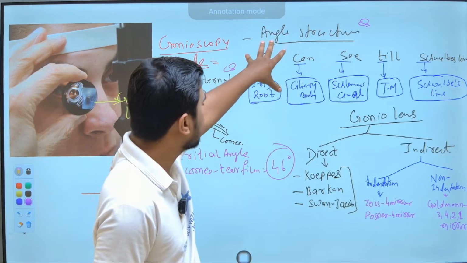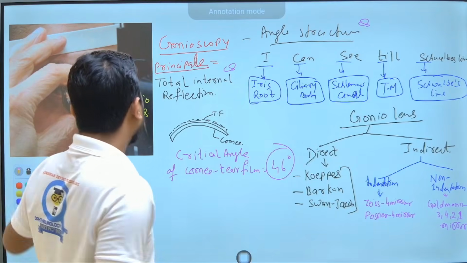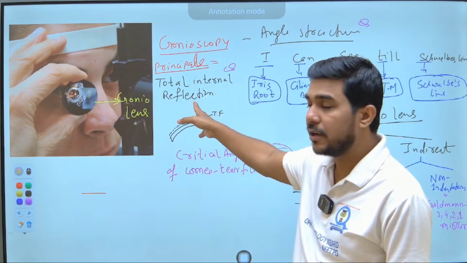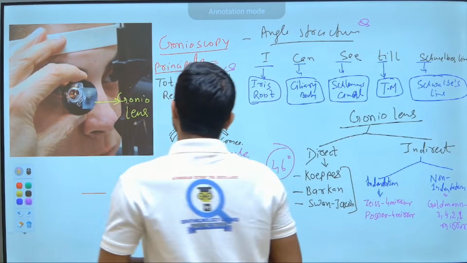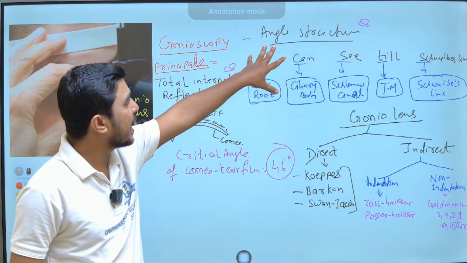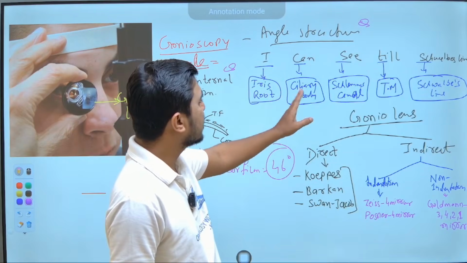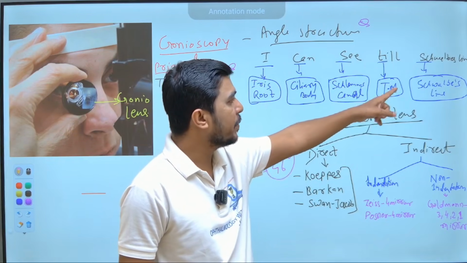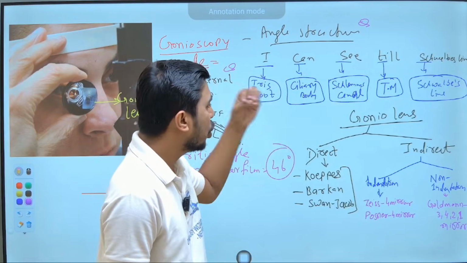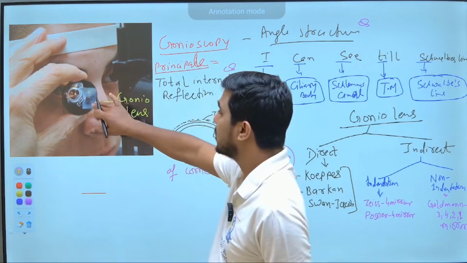This is the angle structure. Basically this procedure is called gonioscopy. The principle is total internal reflection, based on the critical angle which is about 46 degree. What we are seeing in the angle structure: iris root, ciliary body, Schlemm's canal, trabecular meshwork, and Schwalbe's line. The mnemonic is I can see till Schwalbe's line. This is the gonio lens that is being used here.